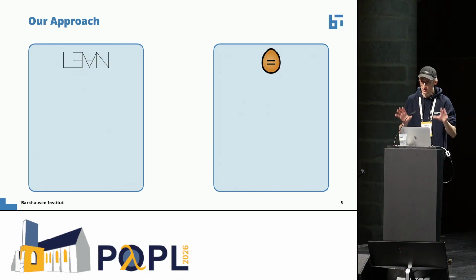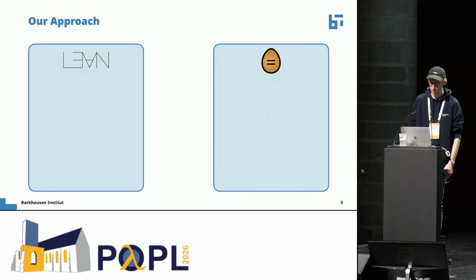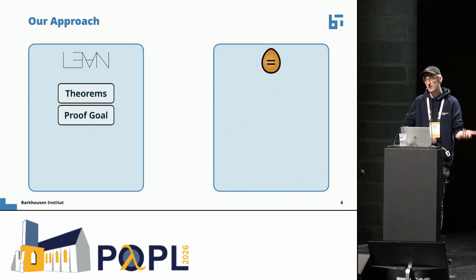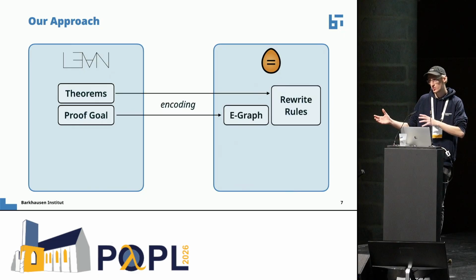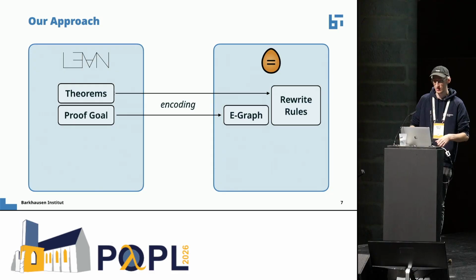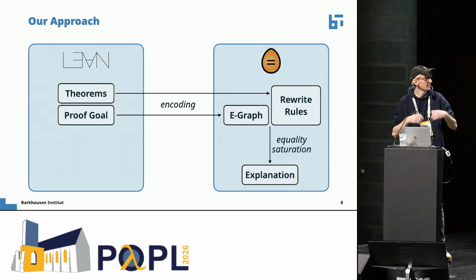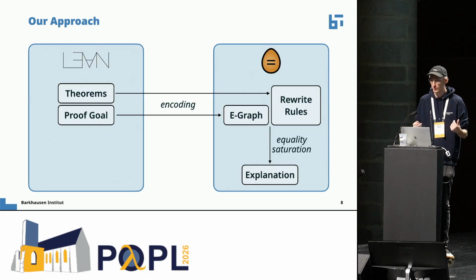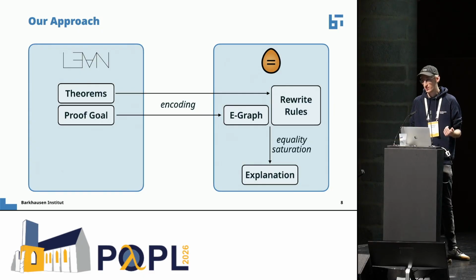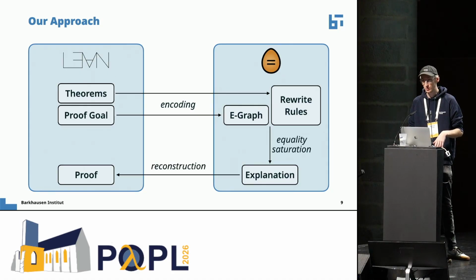And so the way we connect these two tools is by a proof tactic, which takes in a given proof goal, a user-provided set of theorems, translates these into the world of Egg, which is using an egraph and rewriting rules. Then we run the aforementioned procedure called equality saturation. And if the engine is able to prove our proof goal, then it can provide an explanation for us, which is a certain kind of proof witness, which we use to reconstruct a proof in Lean.